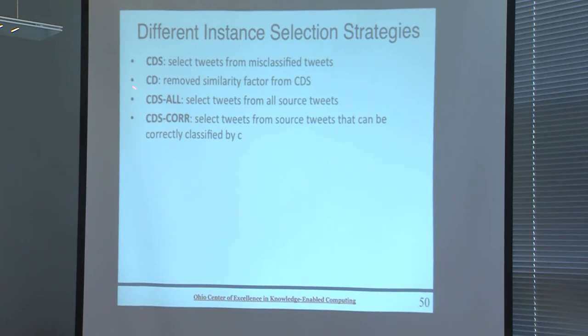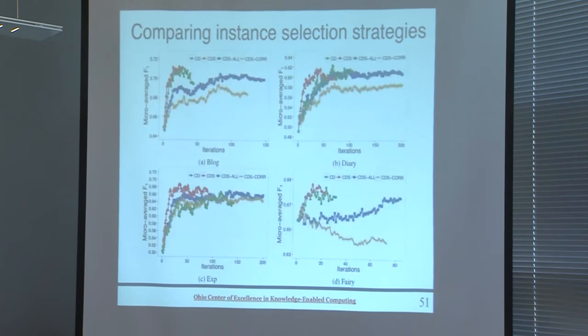There's one more remaining, which is the CD part. The CD basically removes the similarity factor from CDS. So that is one more approach. Here, if you look at the four different datasets, blog, diary, experience, and ferry, the x-axis is the iteration number. We keep running more and more iterations until it stops. The y-axis is the micro average F1 score.